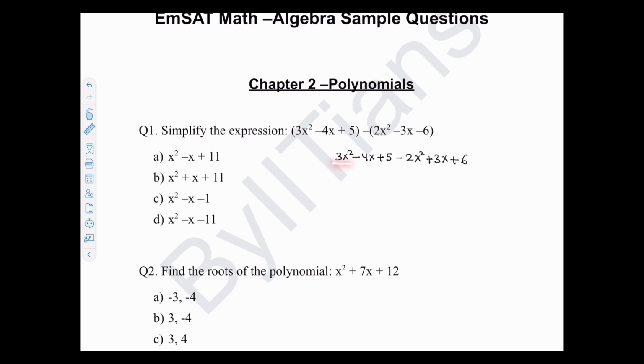So here it's 3x squared minus 2x squared, so we get x squared. Here it's minus 4x, and here it's plus 3x, so we get minus x. And here it's a plus 5, and here it's a plus 6. 5 plus 6, we get plus 11. So this is our correct answer. Which option is it? It's our very first option.